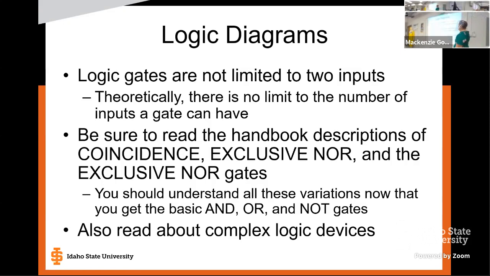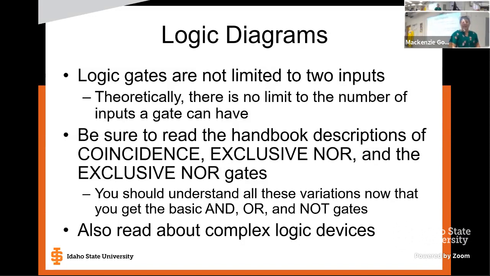They're not limited to 2 inputs. Theoretically, there's no limit. You can have infinite inputs, and you can keep going down that Boolean logic, right? There were coincidence, exclusive NOR, and exclusive OR gates in the handbook. So make sure that you've read those. They're the same kinds of things we just went over, okay?